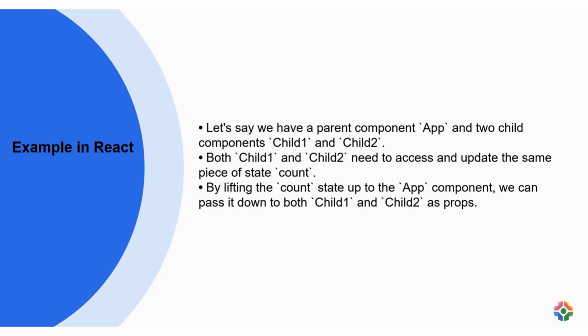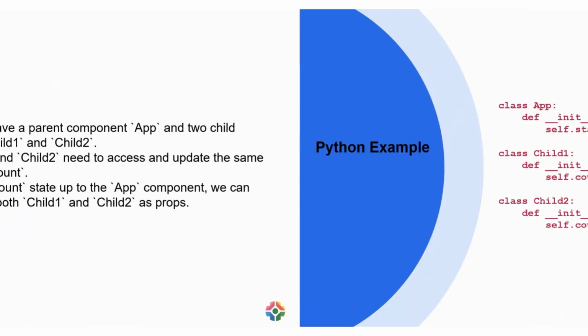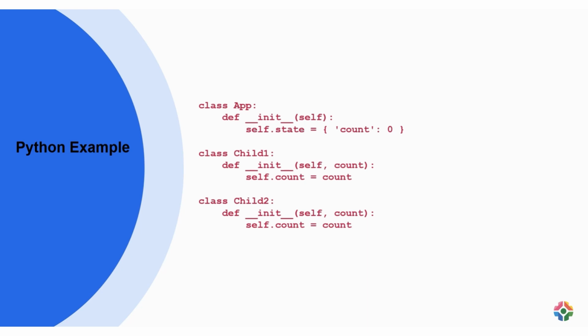without undue complexity. The provided code snippet contains three classes: app, Child 1, and Child 2. The app class has a constructor method that initializes a state dictionary with a key count set to 0. The Child 1 and Child 2 classes have constructor methods that accept a count parameter, which is then assigned to the count attribute of each respective class instance.